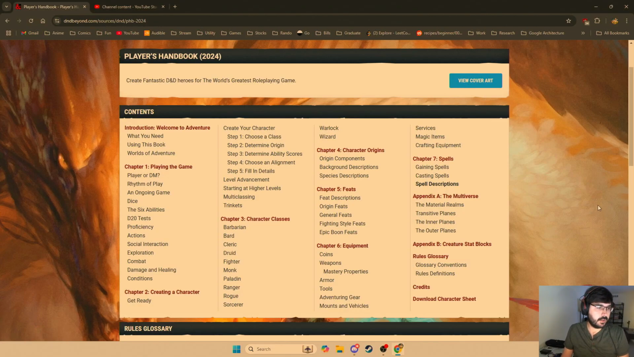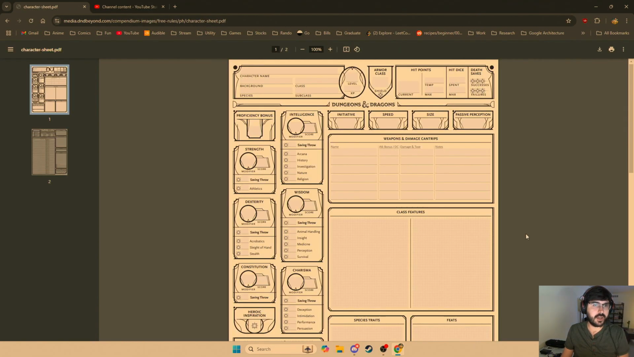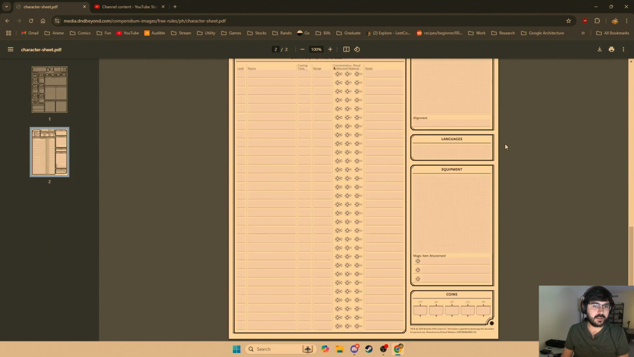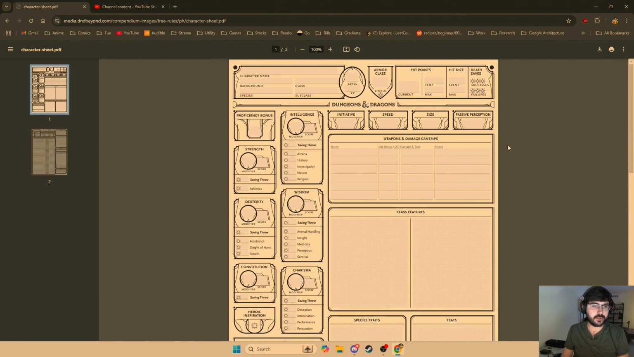Mr. No Souls here, and today we are going over Chapter 2, creating a character. But first things first, we're going to take a look at this character sheet. This is where a lot of the more formalized characters that you're going to make are going. You're going to have all your information here, and this is what you're supposed to be referencing.